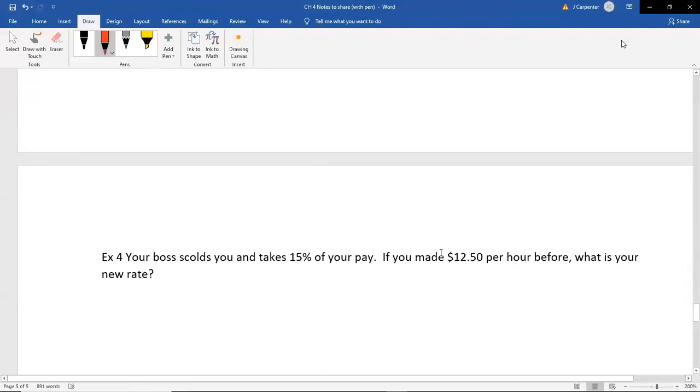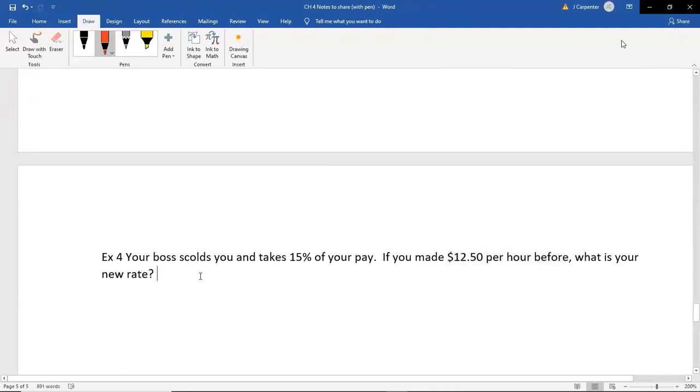So you made $12.50 per hour before. Now, this is a little different. This is a rate. This is not your annual salary. This is your hourly salary. So it was still a rate before. It was just per year, so we didn't have to change anything. And we still don't really need to change anything here. This is just a different perspective. So they want to say, what is our new rate?